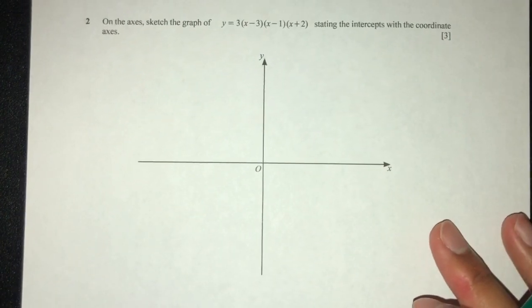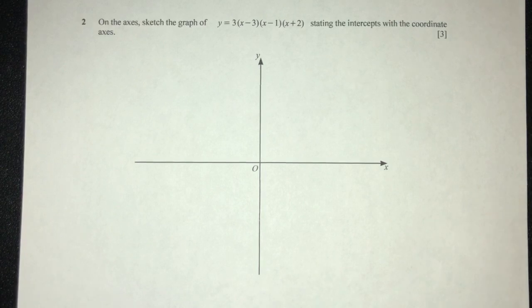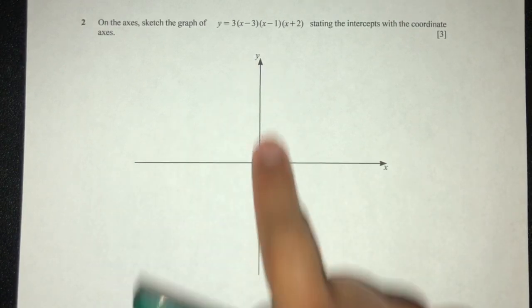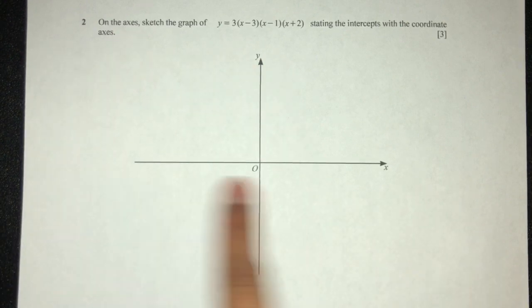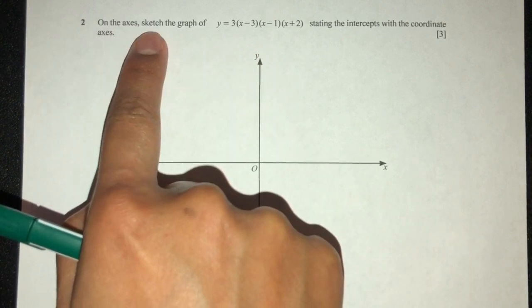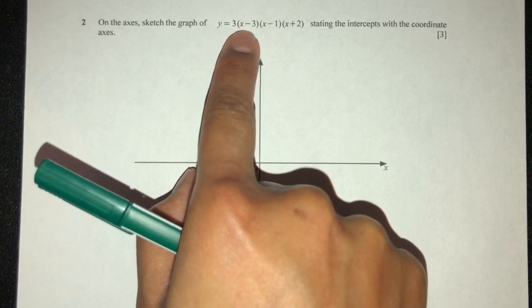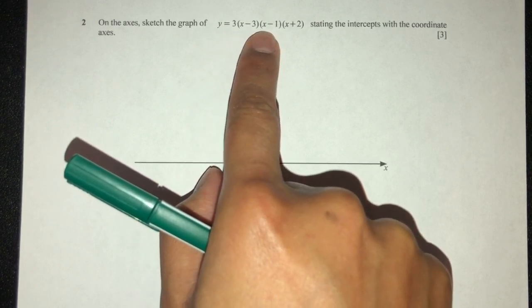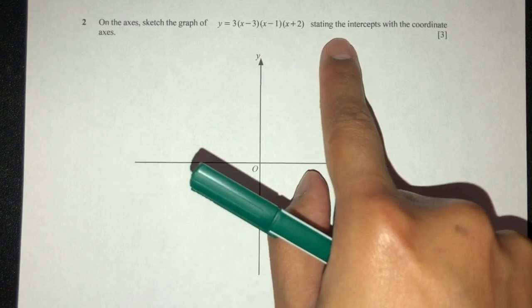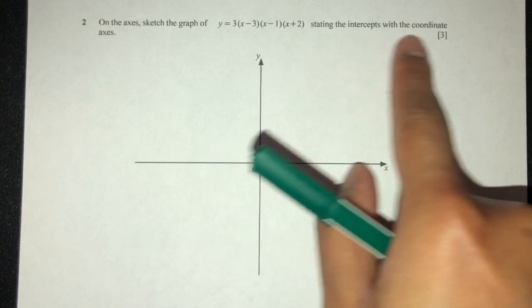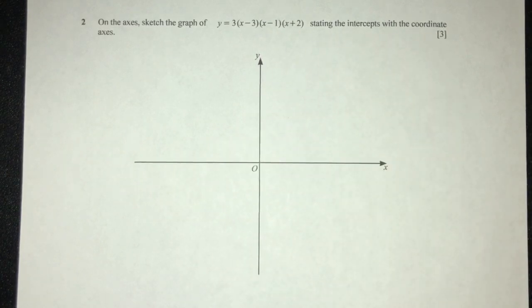Now let's move on to part 2 of your question. So on the axis below, as you can see, we have the x-axis and the y-axis given to you. Axis, that's what it means. We have to sketch the graph of this, of y equal to 3, then we have x minus 3, x minus 1, x plus 2, stating the intercepts with the coordinates axis. So now let's break it down part by part, or piece by piece, to see what it means, right?